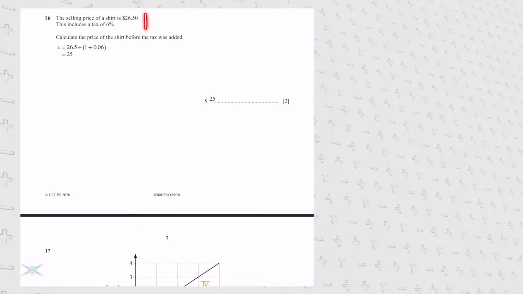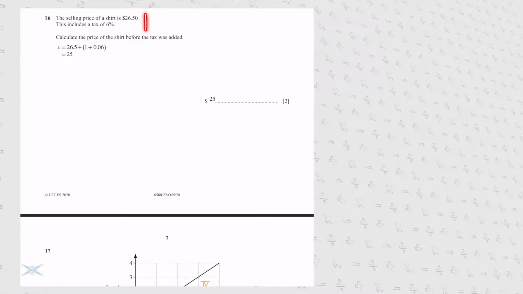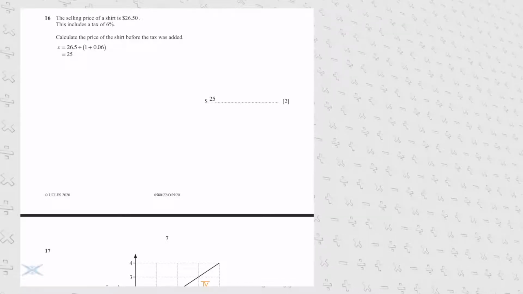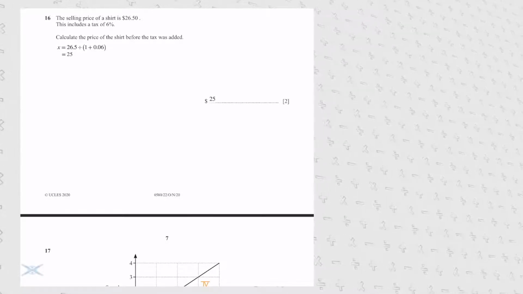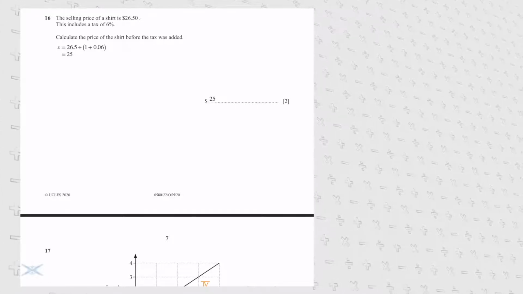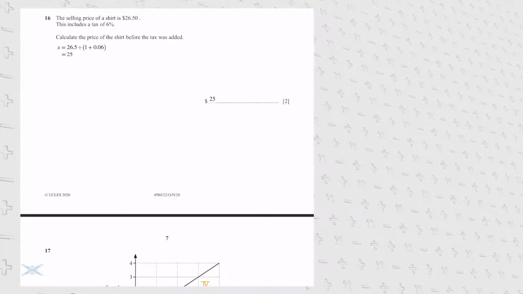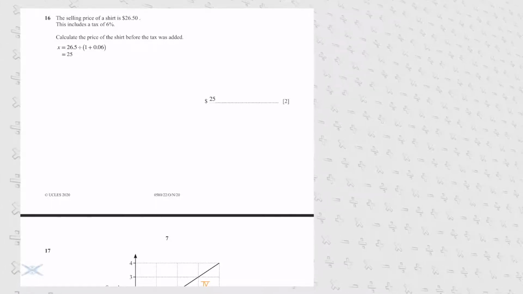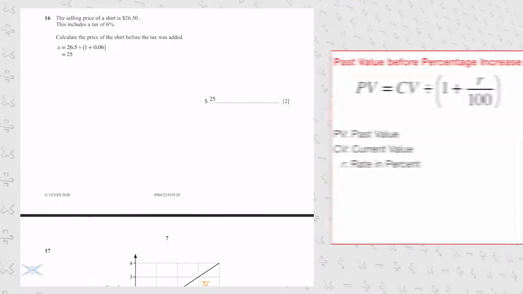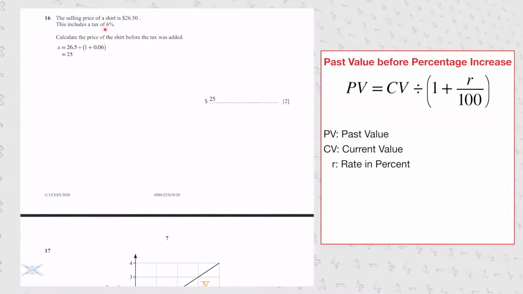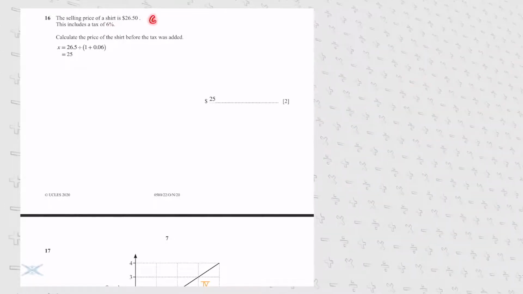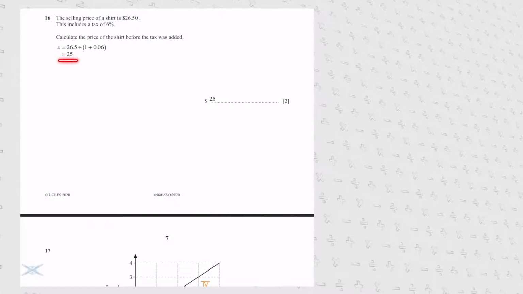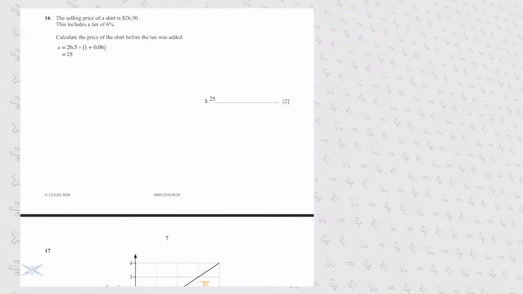In exercise 16, we are dealing with a percentage change, more specifically with a percentage increase. So the selling price of a shirt is $26.50, which includes a tax of 6%. We are asked to calculate the price of the shirt before the tax was added. So in order to determine the price of the shirt prior to applying the 6% tax, we need to employ the formula provided on the right-hand side of this video. Please keep in mind that 6% is the same as 6 over 100, which is the same as 0.06. With the help of our pocket calculators, we will then figure out that the price of the t-shirt without the tax would be $25.